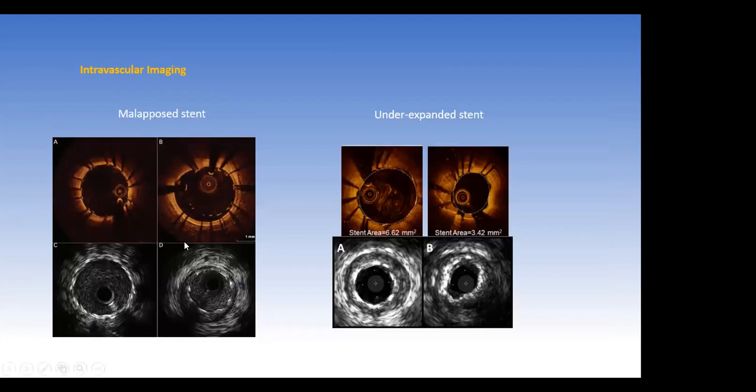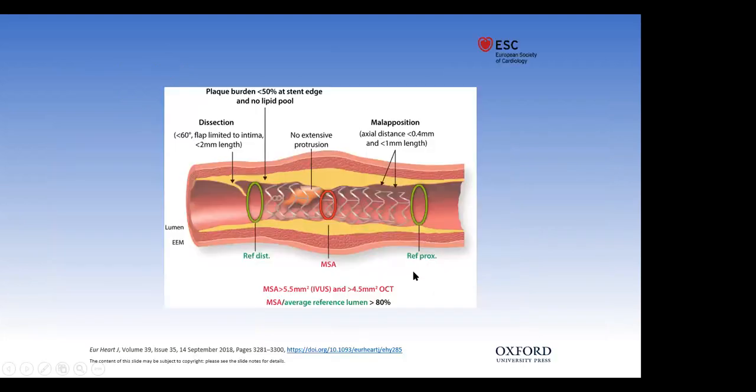These are just different examples of a normally deployed stent in a coronary artery by OCT and IVUS. Malapposed stent means the stent doesn't reach the vessel wall. These are the stent struts, they don't reach. Same in an IVUS setting. And then you have an underexpanded stent, meaning that the stent in the reference is well apposed and has an area of 6.2, and in OCT it's only 3.2, i.e. significantly smaller, and a similar picture in an IVUS.